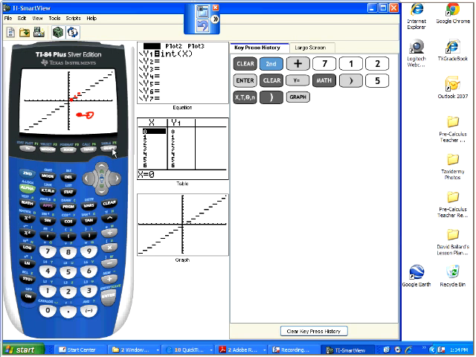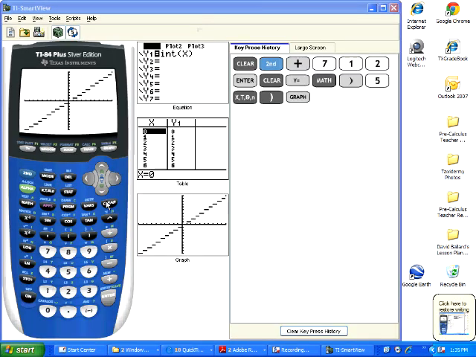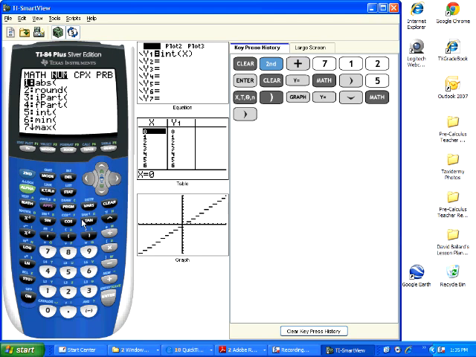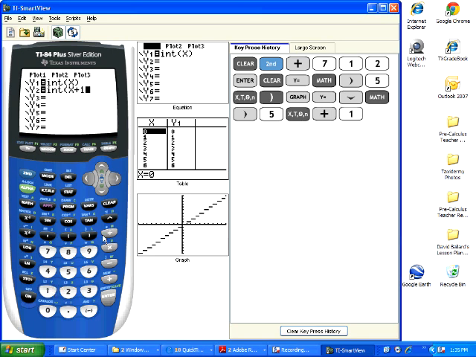Now, what would happen to the parent function of a line if you were to add 1, shift up 1? Remember all those parent function transformations? Let's just look at what's going to happen. If I go back to my math, number 5, integer, and I'm going to put, did it say x plus 2 in there? x plus 1?